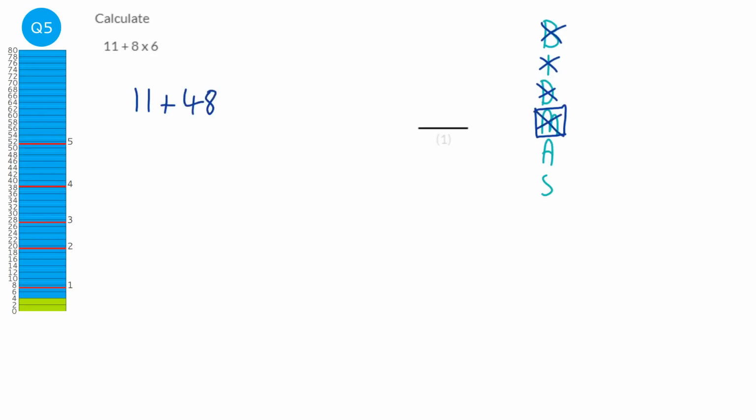And we've not got any multiplications anymore, and then we've got an addition. So 11 plus 48 is 59, and that's our answer. Now you wouldn't get the same answer if you did the 11 plus 8 first. That would give you 19, and then 19 times 6 is definitely not 59.